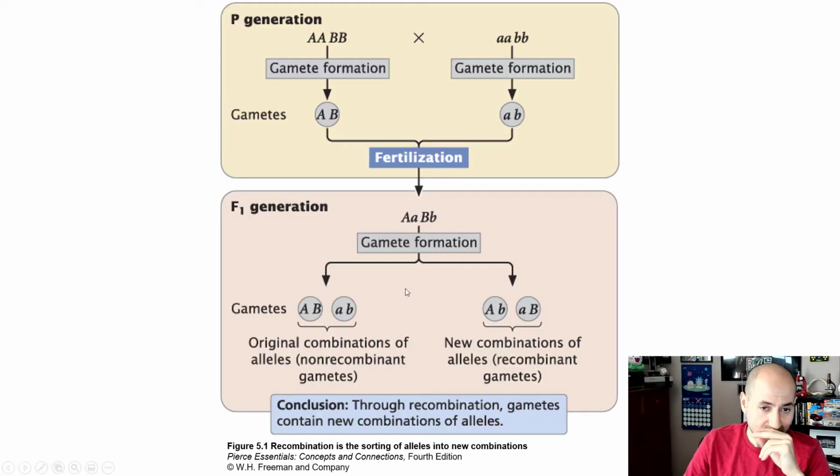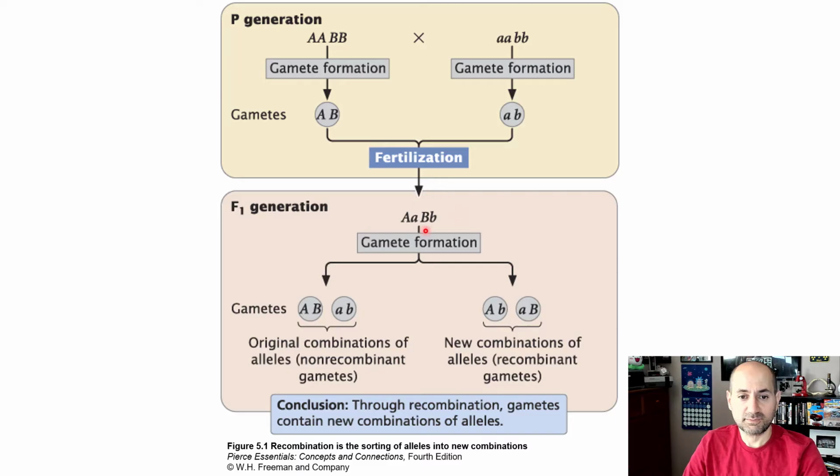Let's see what happens. So again, here's an example of a normal situation where a parent is homozygous dominant for A and B. The gametes could be AB, and cross with a recessive parent, aabb. The gametes can have little a, little b. During fertilization, what do you have? You have a heterozygote for both.